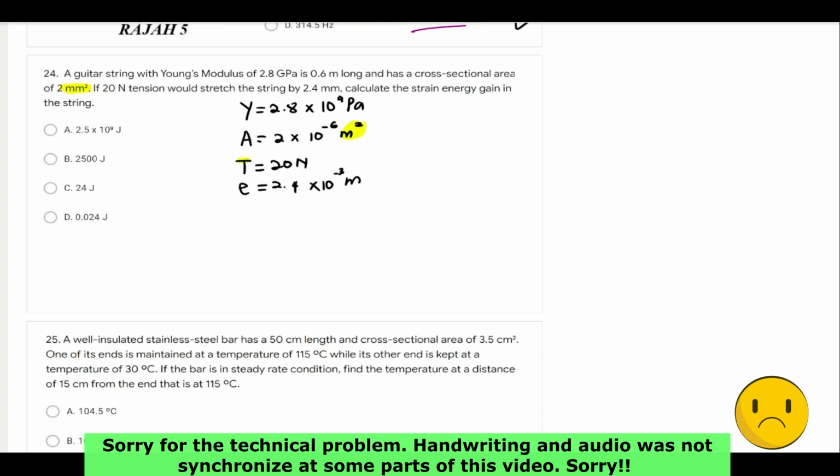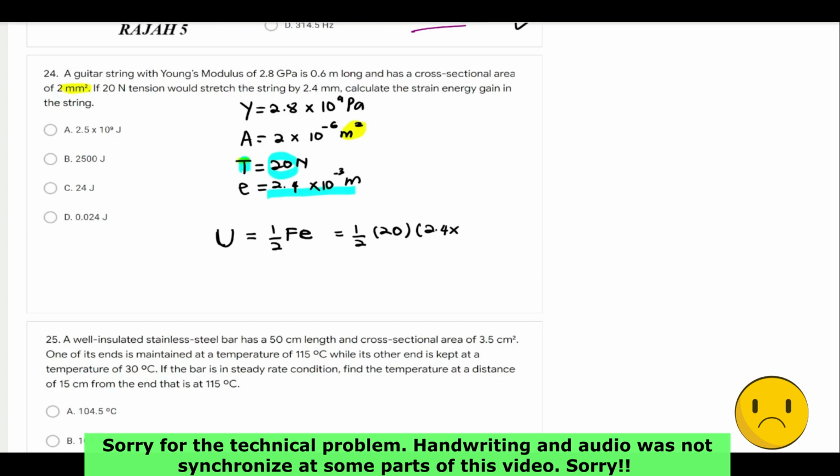Soalan ni senang je kan? Sebab dia dah bagi tension, so means that we can just substitute T is equal to 20 and e is 2.4 exponent negative 3. Okay, so kita boleh masukkan sajalah half 20, e kita 2.4 exponent negative 3. Okay, so you akan dapat nilainya 0.024 joule. Okay, so the answer is D.